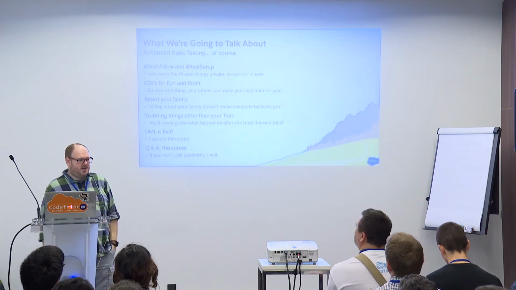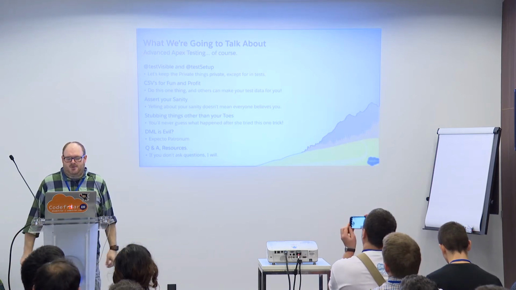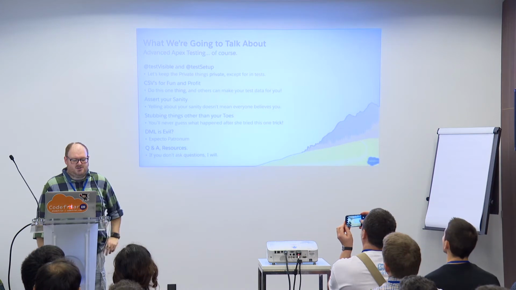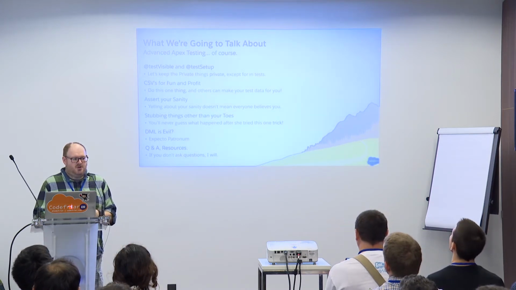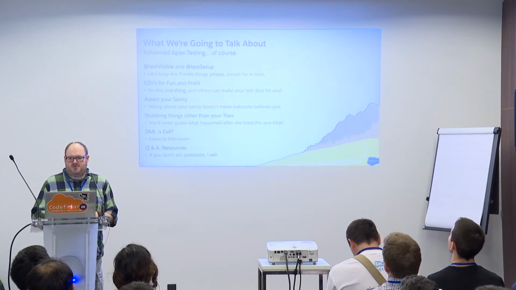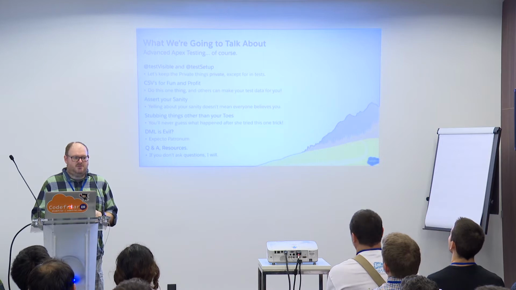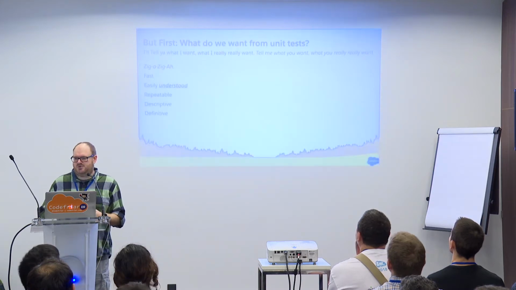So what are we going to talk about today? We're going to talk about advanced Apex unit testing. We're going to look at test setup and test visible annotations. We're going to look at using CSVs for our data. We're going to talk about what it means to assert your sanity in a unit test, and we're going to stub some things other than our toes. And then my favorite one, we're going to talk about how DML is evil. All right? Good deal.